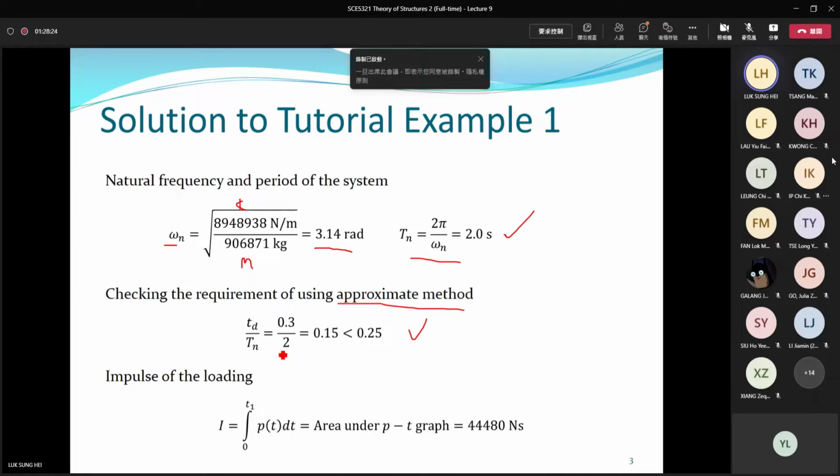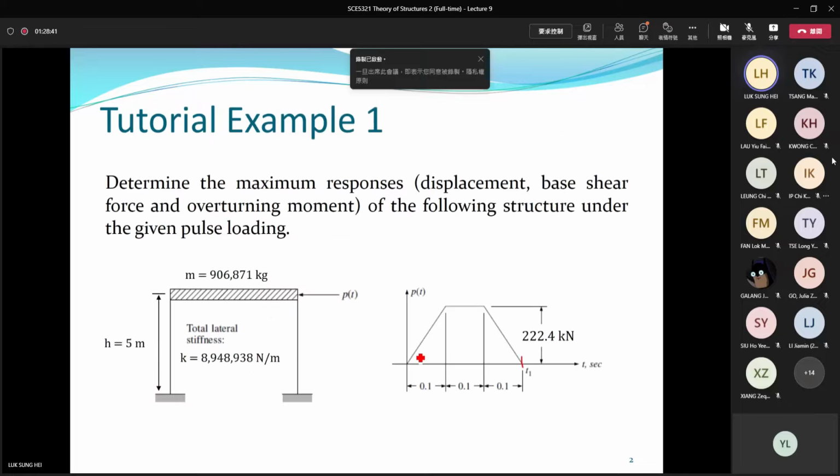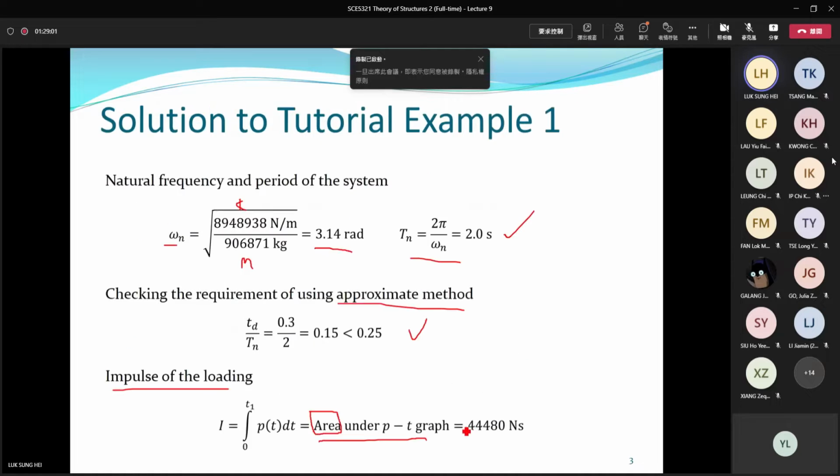To use the approximate method, you just need to calculate the area under the pulse loading. Mathematically, you are asked to find the integration of the PT graph. But you know integration means area. You can find the area under the PT graph, the area of these trapezoidal regions. I believe that all of you should know how to do it, right? The top length plus the bottom length times the height over 2. I believe that you can calculate the area yourself. The area of this trapezoid, I found, is equal to 44,480 Newton-second.